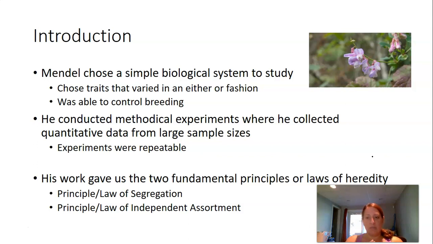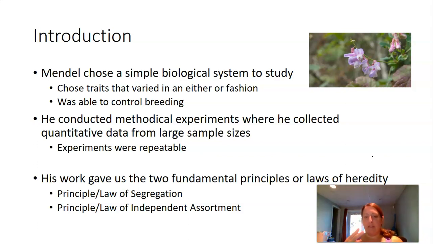Okay, and in the garden pea plant, he chose to study traits that varied in an either-or fashion. This is really, really important. Flower color was either purple or white, nothing else. Pea shape was either wrinkled or smooth. Pea color was either green or yellow. So all of the traits that he chose to look at varied in an either-or fashion. There wasn't a third or fourth potential phenotype. We'll get to phenotype in just a second.